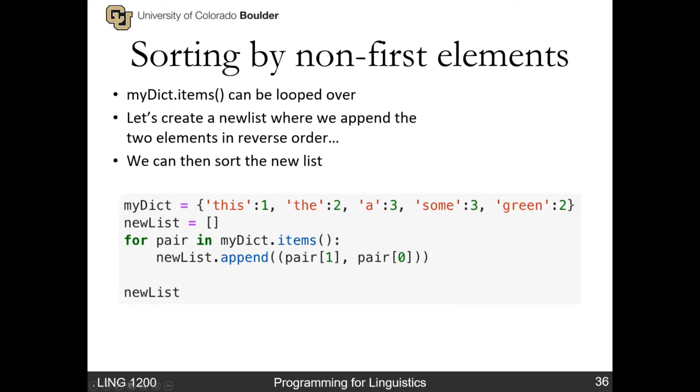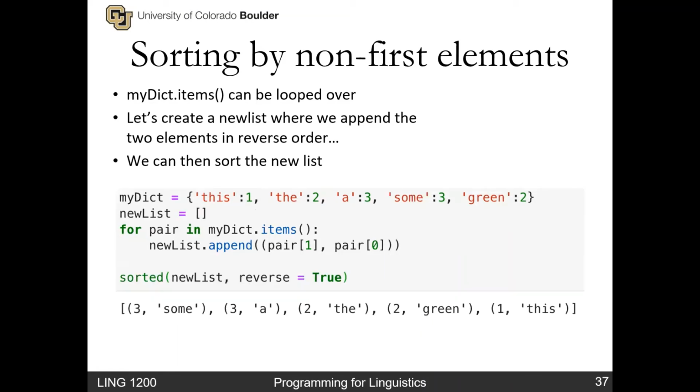And if we do that loop and then print it out, we'll get this. So now we have our list of tuples, and our values are now first and our words, our keys, are second in each of the tuples. So now when we sort it, we can sort it in reverse and we will get the list returned with the highest number first, the highest value first, down to the smallest value.